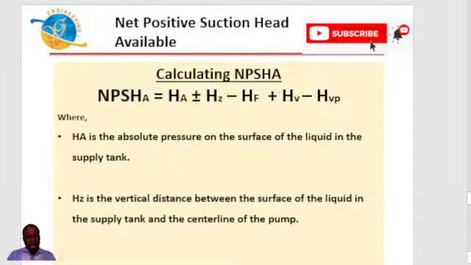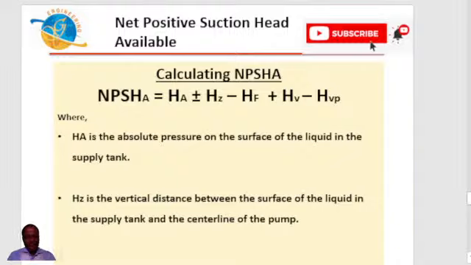So NPSHA is obtained by this expression. By this expression, NPSHA, the net positive suction head available, equals HA plus or minus HZ minus HF plus HV minus HVP. Then I'm going to explain what each of these denotes. Your HA is that absolute pressure on the surface of the liquid in the supply tank.